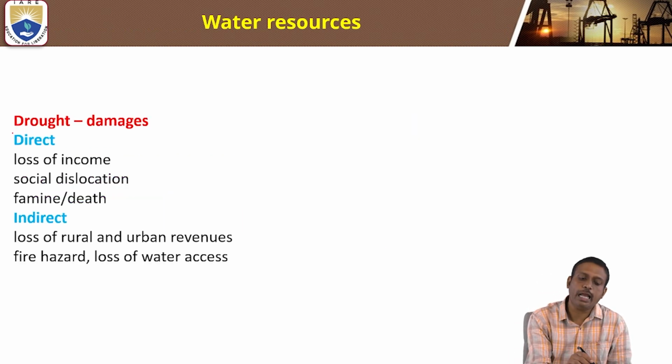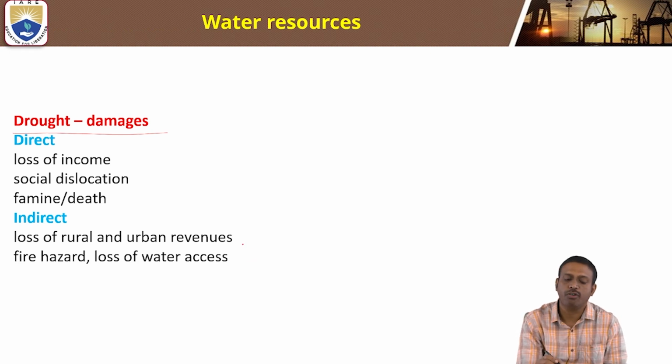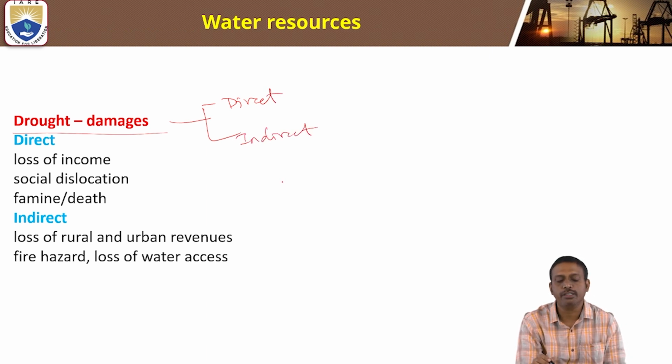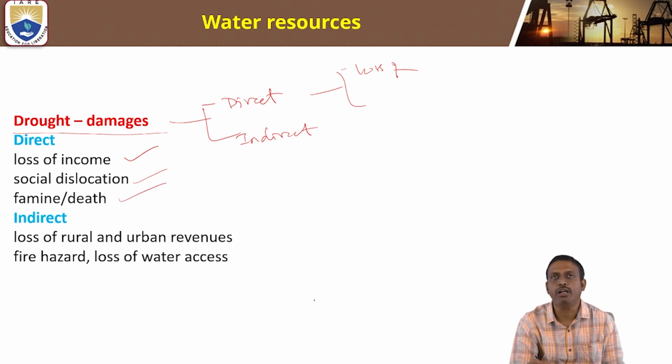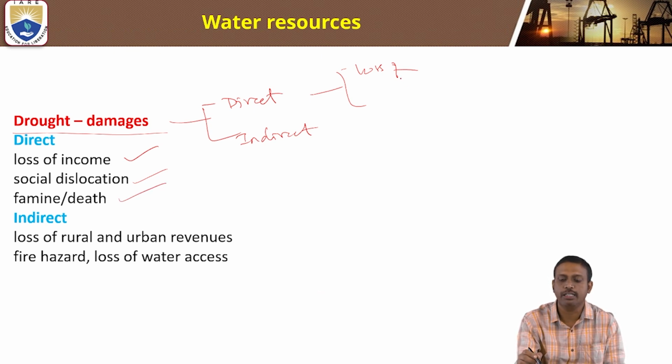What are the damages of drought? Drought damages are of two types: direct damages and indirect damages. What are the direct damages? Direct damages are loss of income, social dislocation, and famine, which leads to the death of human beings.